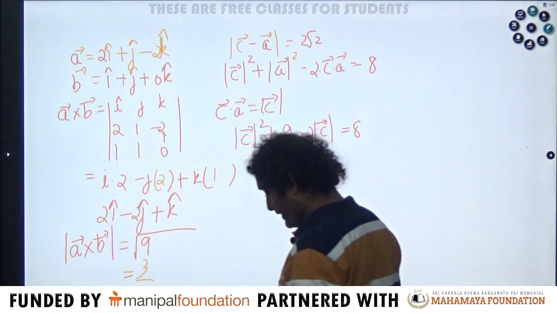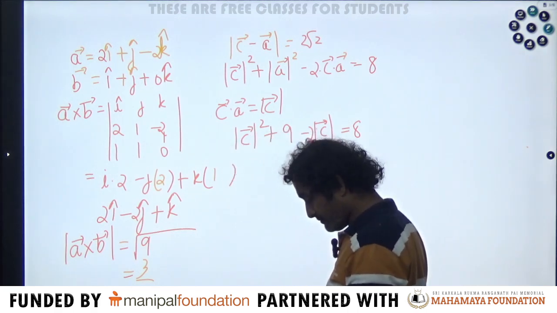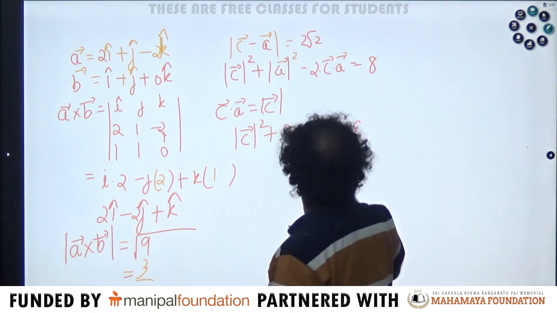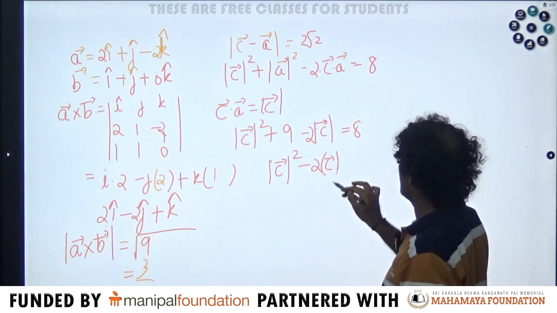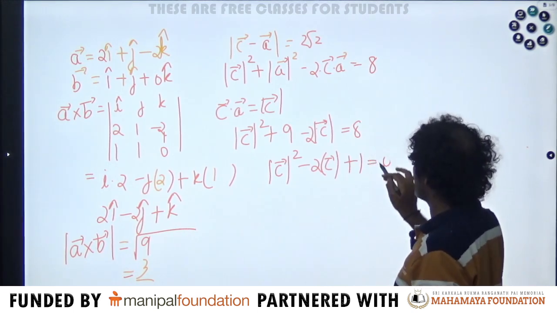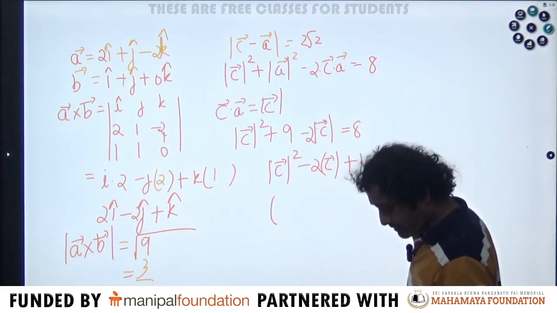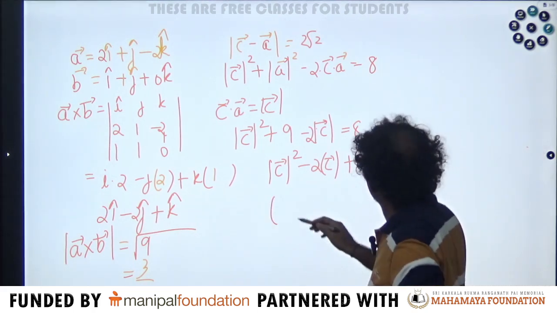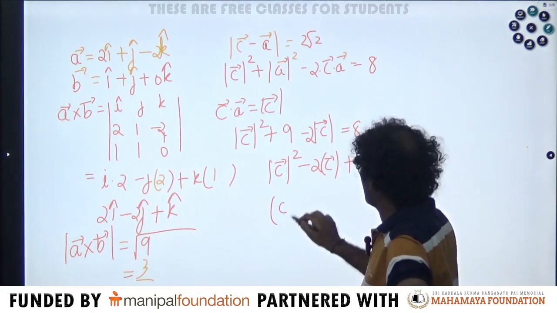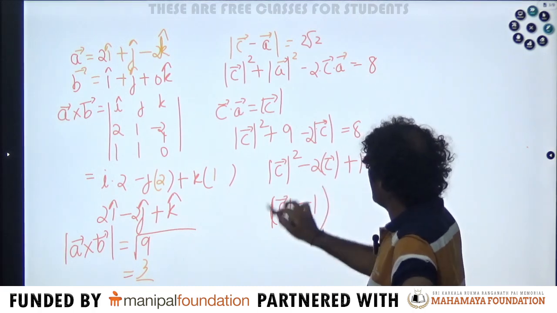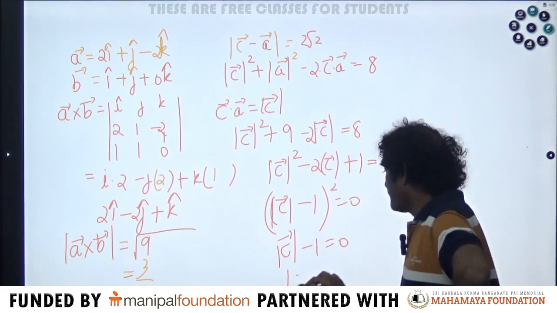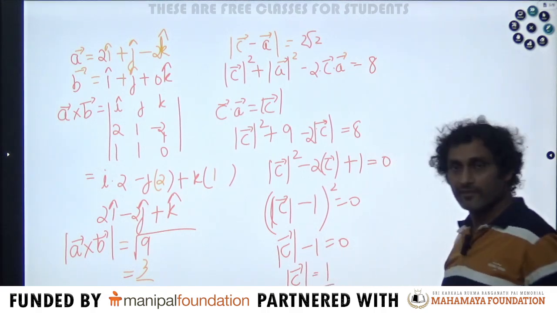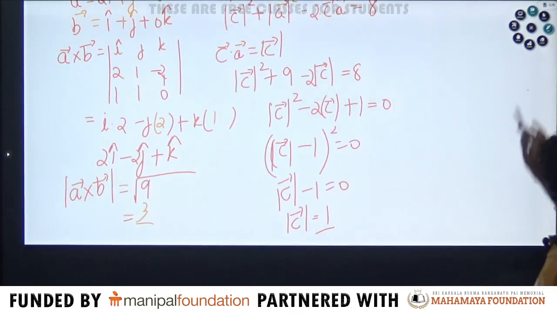Bring everything to one side and see what happens. We'll get it easily. Magnitude c square minus 2c plus 1 equals 0. This looks like magnitude c minus 1, the whole square, is 0. So magnitude c minus 1 should be 0. We know magnitude of c is 1. Correct?